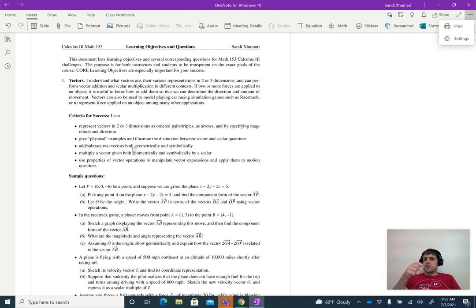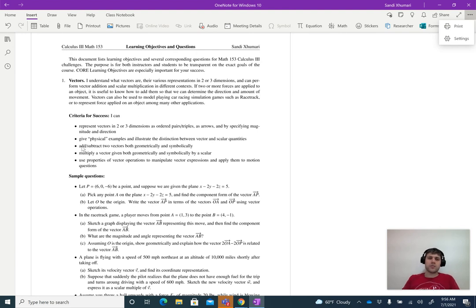And going back and forth between thinking of it as a point and as a vector is quite a useful thing to do. So then you need to be able to add and subtract vectors geometrically, which means tip to tail, put them next to each other, or the parallelogram rule.